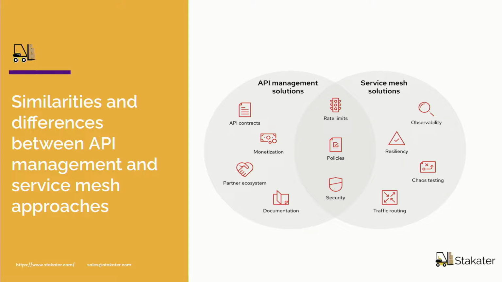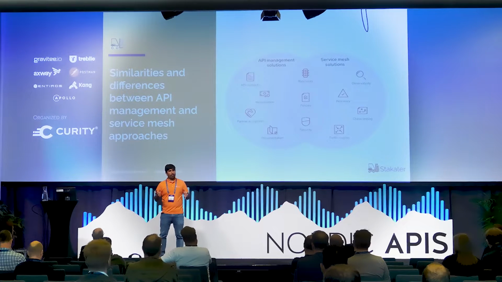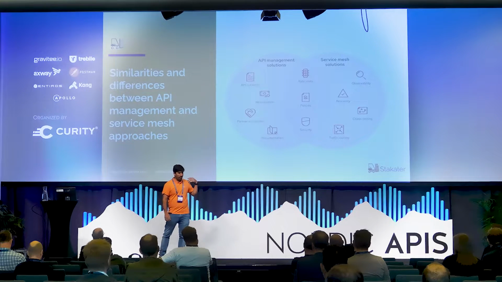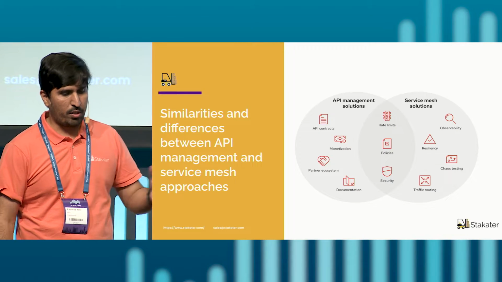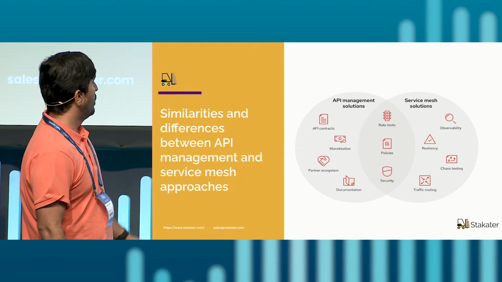So if you look in the middle, you can do rate limiting policies and security with both of these solutions, but then there are some things that are only offered by one of them. Because people sometimes think, okay, we don't need service mesh because we use API management solutions, but that is not the case. You need to use both because they offer different sets of features. If you look at API management, you can do monetization, as I mentioned, documentation, partner ecosystem.